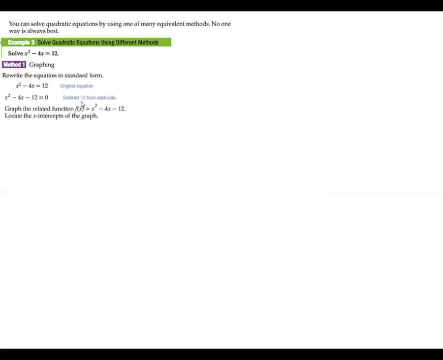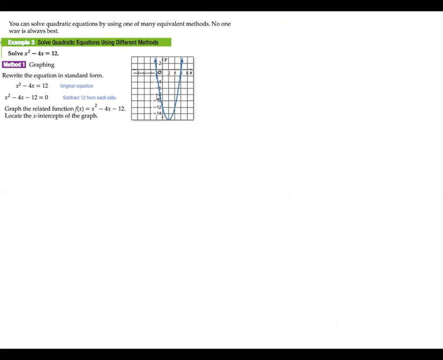Okie dokie. You can solve quadratic equations by using one of many different methods, and no one is always the best. So for this one, rewrite the equation in standard form. So set it equal to 0. And one of the methods we learned is graphing. So if we graph it, you can locate the x-intercepts of the graph, which look like they're -2 and 6.